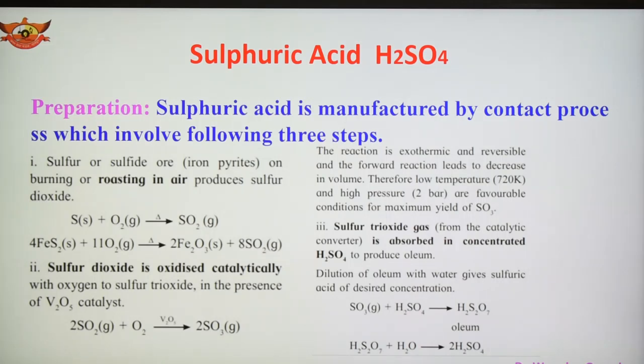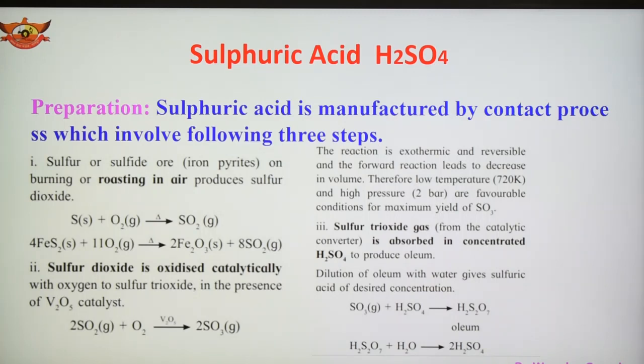Concentrated sulfuric acid is known as the king of chemicals. There are different types of chemicals, but concentrated sulfuric acid is known as the king of chemicals because it is very dangerous, so very carefully we have to handle the solution. The preparation by the contact process involves 3 steps: first step, second step and third step.